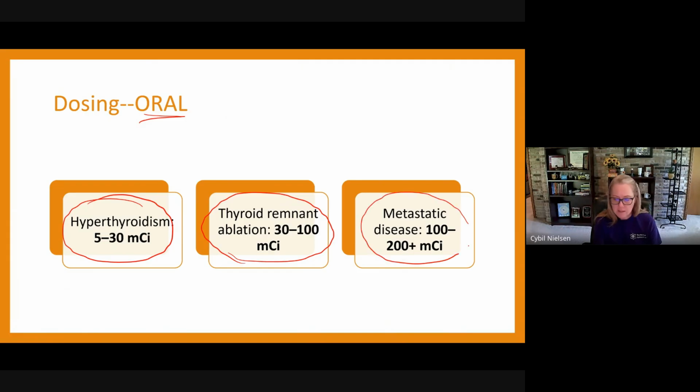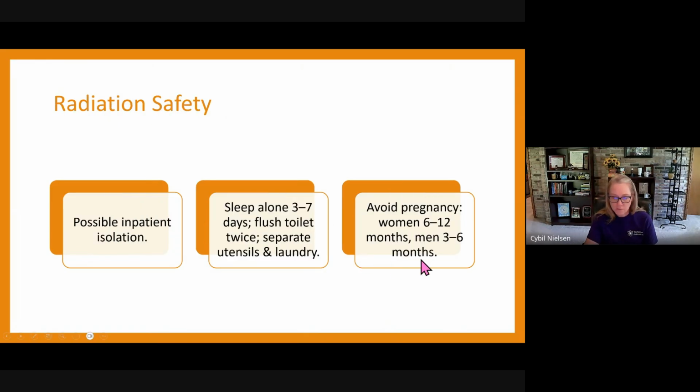And then if they have metastatic disease, 100, 200. I've seen upwards of 300 and 400 millicuries given. Radiation safety is a big deal, not because of the beta negative, but because of the high energy gamma. So I-131 has a high energy gamma with an 8-day half-life. And so these patients are going to be putting off a lot of radiation that they're going to expose people to. So we want to isolate them as much as possible.